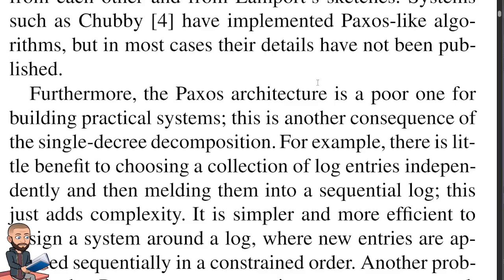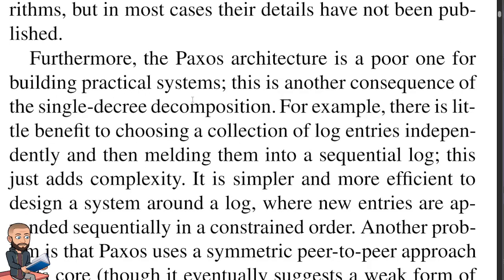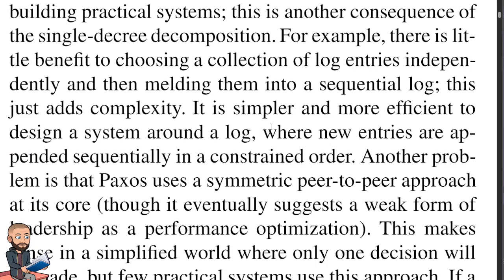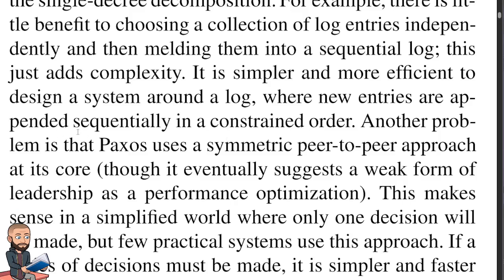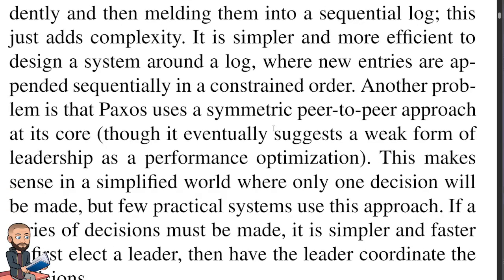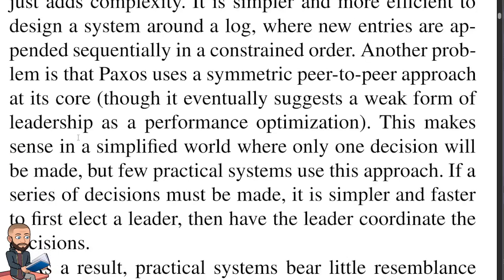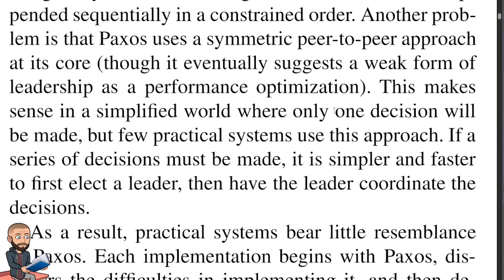Furthermore, the Paxos architecture is a poor one for building practical systems. This is another consequence of a single-degree decree decomposition. For example, there is little benefit to choosing a collection of log entries independently and then melding them into a sequential log. This just adds complexity. It is simpler and more efficient to design a system around a log, where new entries are appended sequentially in a constrained order. Another problem is that Paxos uses a symmetric peer-to-peer approach at its core, though it eventually suggests a weak form of leadership as a performance optimization.